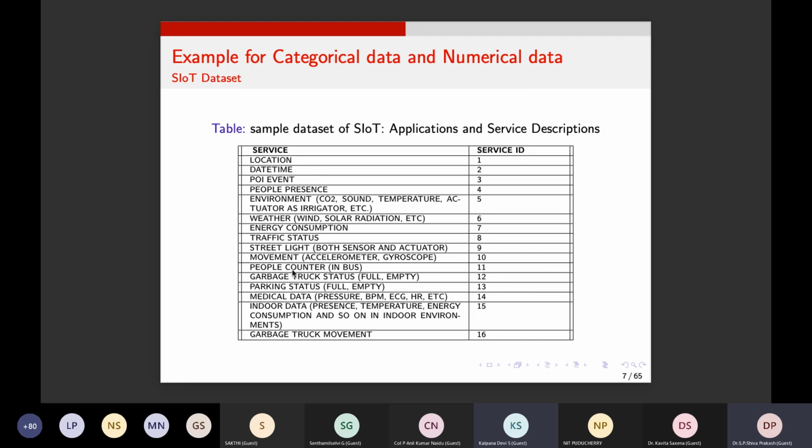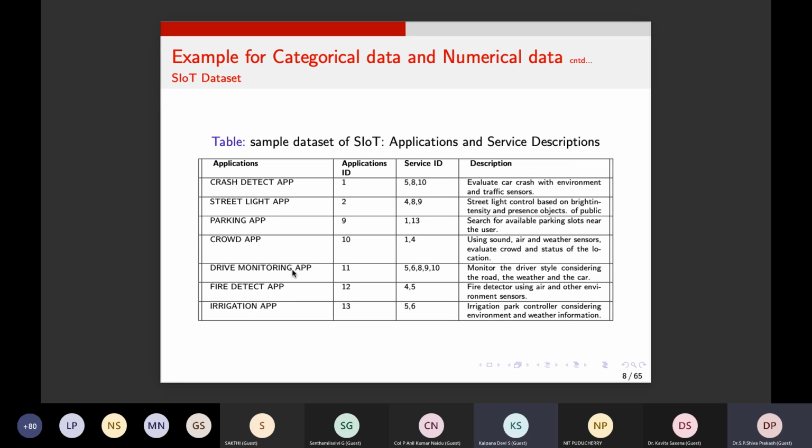Okay, and further, if you look into the same SIoT data set, there are certain applications like crash detect app, street light app, parking app, crowd app, driver monitoring app, fire detect app, irrigation app. Each app has been allocated an ID, 1, 2, and so on. And each application has some services.